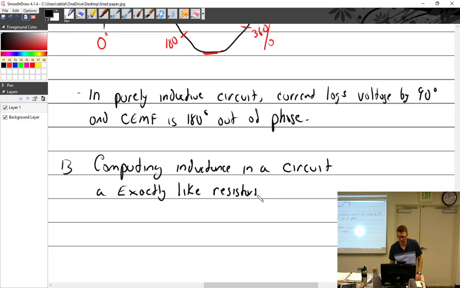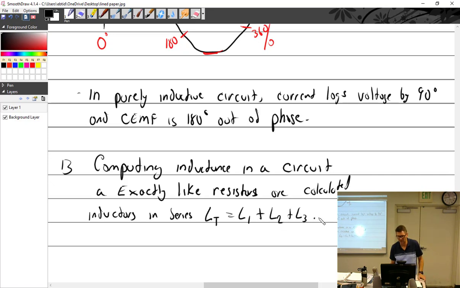Inductors are calculated exactly like resistors are calculated. So if you have inductors in series, then L total is going to equal L1 plus L2, plus L3, on and on and on.